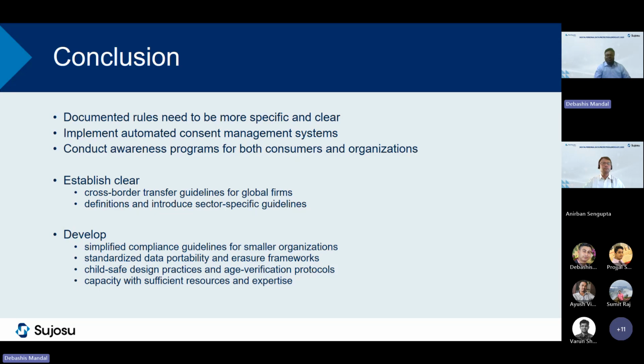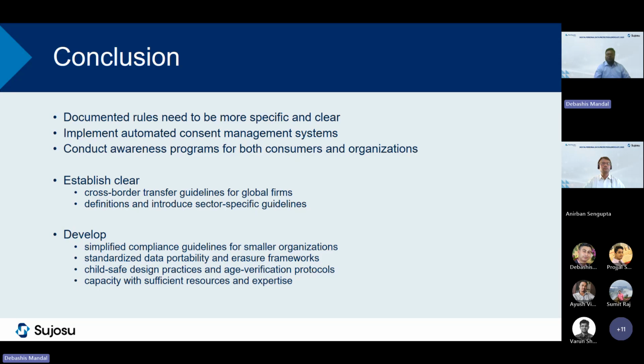Organizations, especially the digital platforms, should be encouraged to implement automated consent management systems. Nationwide awareness campaigns should be conducted to educate consumers about their rights under this act, and also training and certification programs for employees should be conducted to handle personal data across the industries.